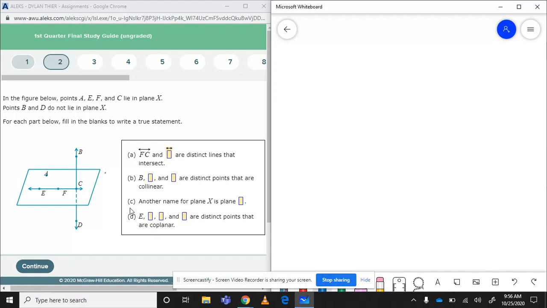We need to know coplanar, meaning they're all in the same plane, collinear, meaning they're all in the same line, and intersect, meaning it's 2 lines that have crossed over. You can also have intersections with different objects, but this one in particular is talking about the intersection of 2 lines.